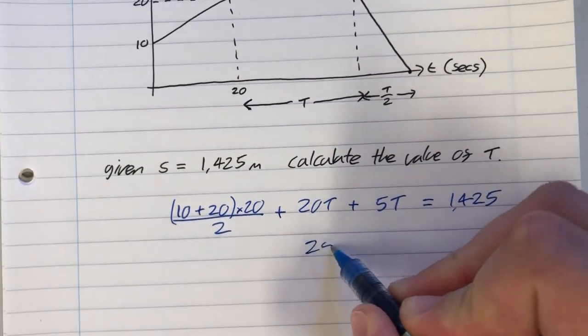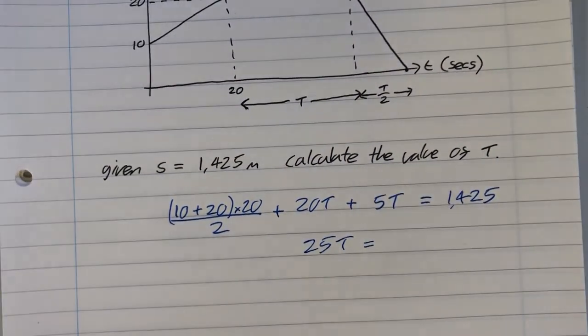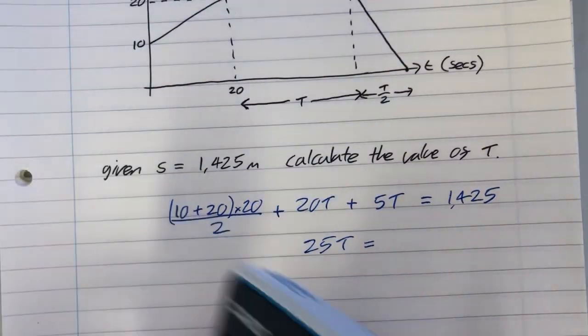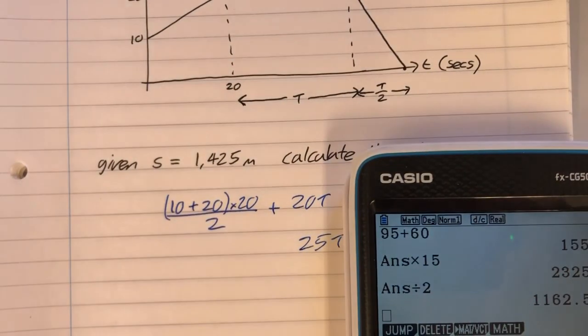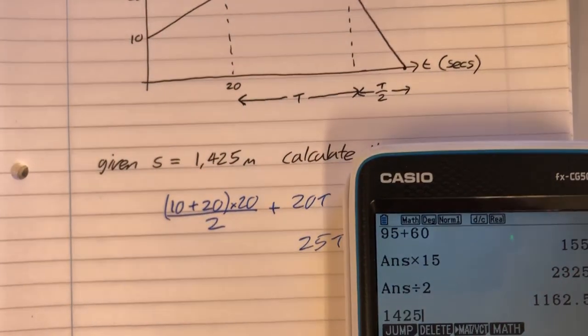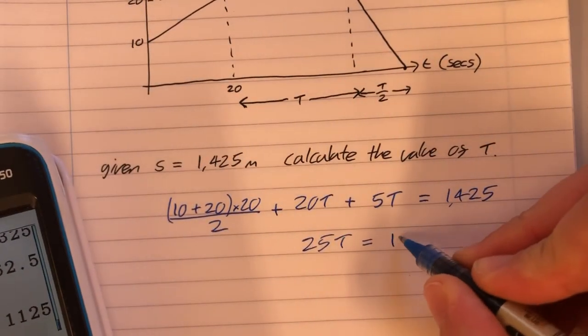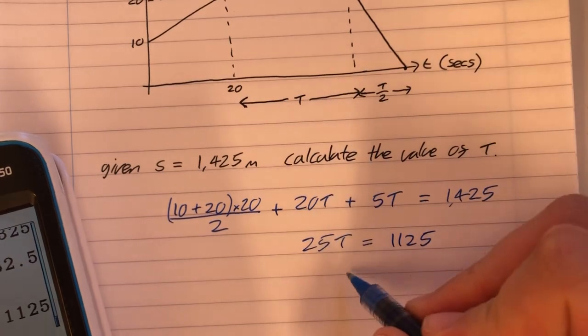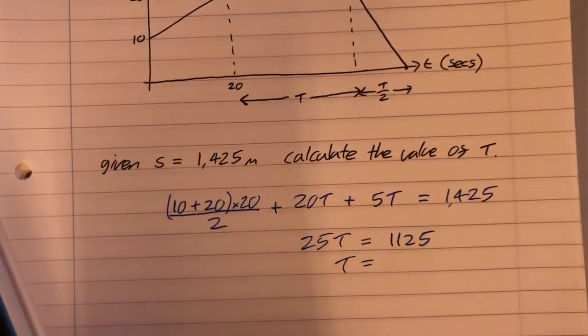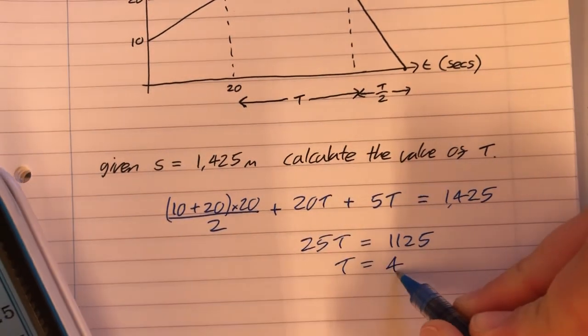So the coefficient of t is going to be 25. And then the number on the right-hand side, well, that's going to be 1,425 subtract 30 times 20 all over 2. That's going to be 1,125. And then divide by 25 to give me that t is 45.